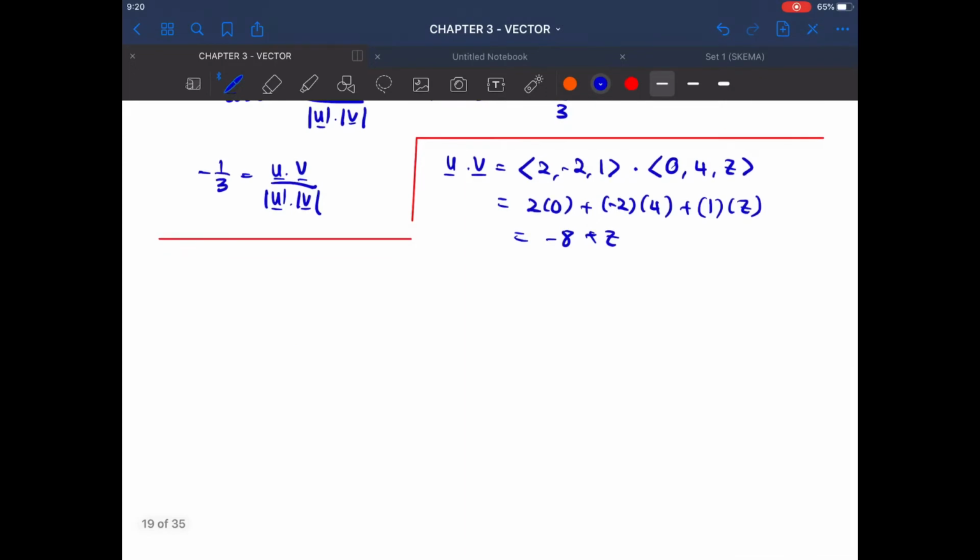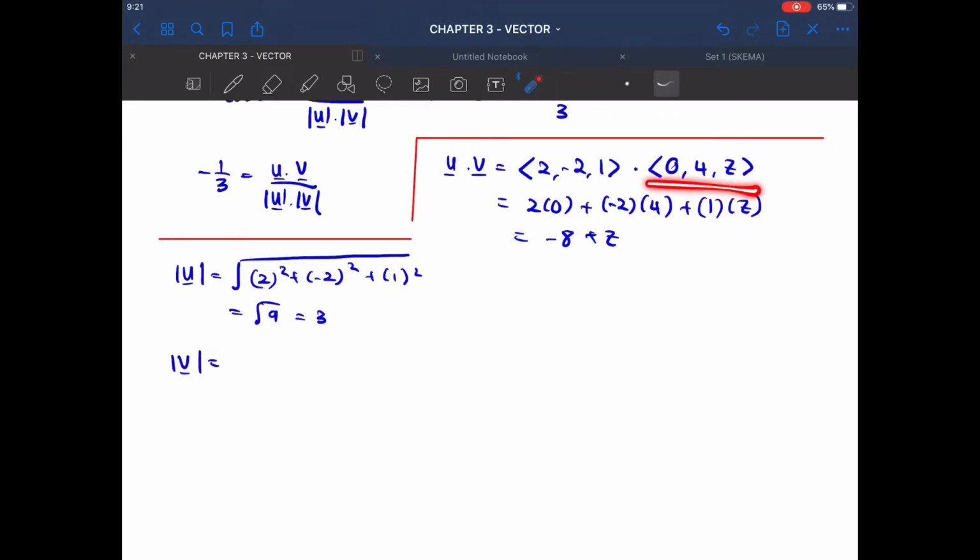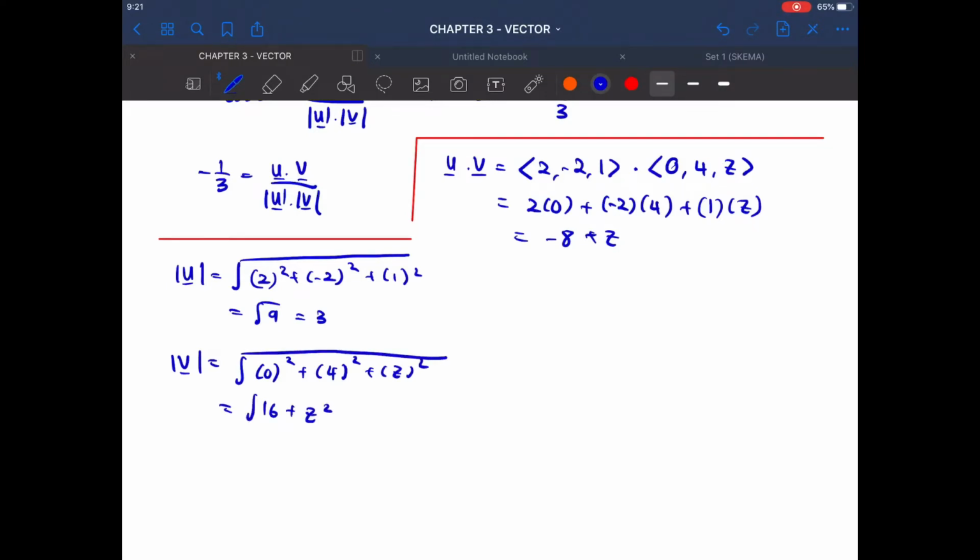And then we need to find the magnitude of u. Our vector u is (2, -2, 1): 2 squared, negative 2 squared plus 1 squared. The square root of 9 is equal to 3. The magnitude of v, (0, 4, z): 0 squared, 4 squared plus z squared. So simplify, it becomes 16 plus z squared.